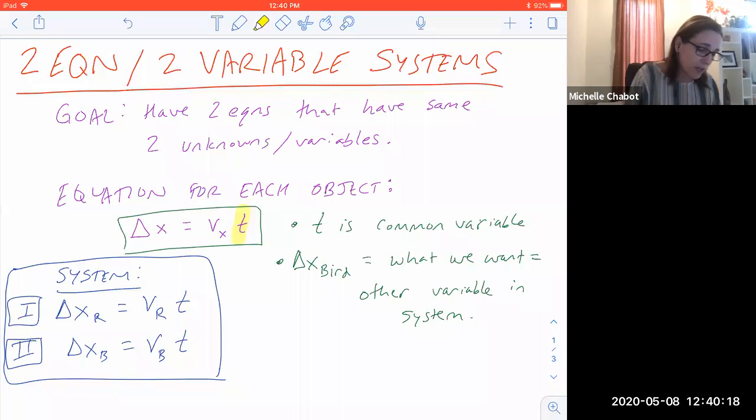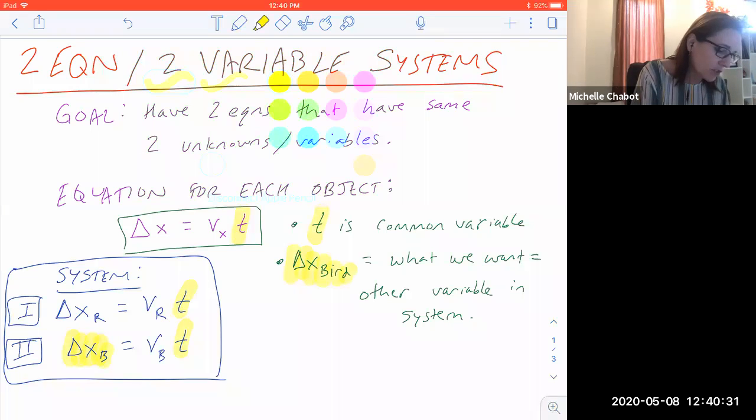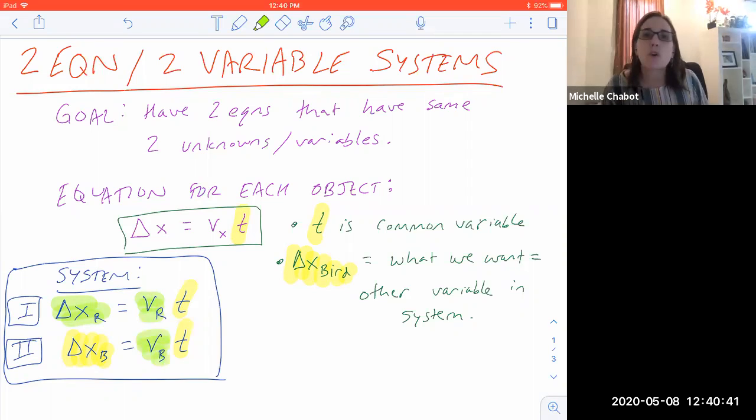Because if I look at this, in terms of my two unknowns, t and xb, that's how they show up in my equations. And I know everything else that is in here. So I already know how far the runner goes, I know the speed of the runner, and I know the speed of the bird. So those are known quantities. So I now have a system of equations that I can solve this problem with.